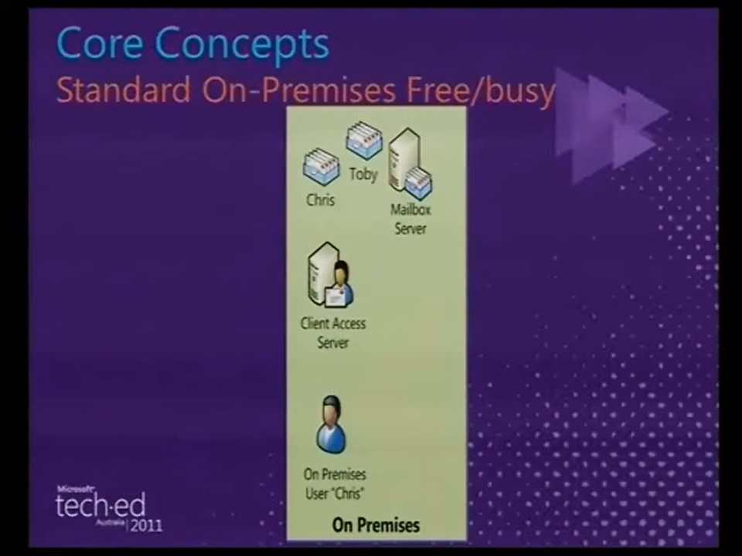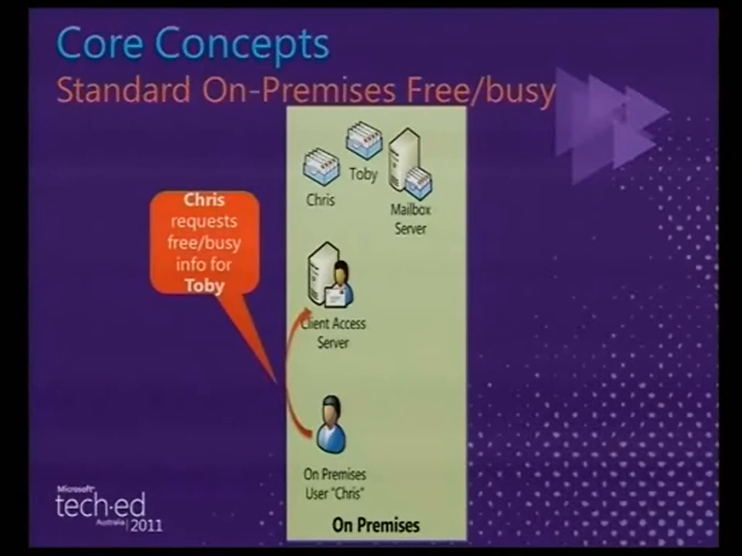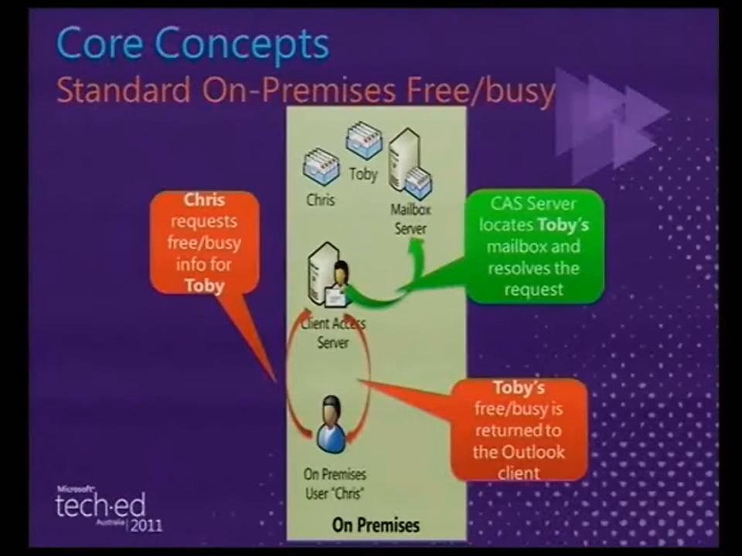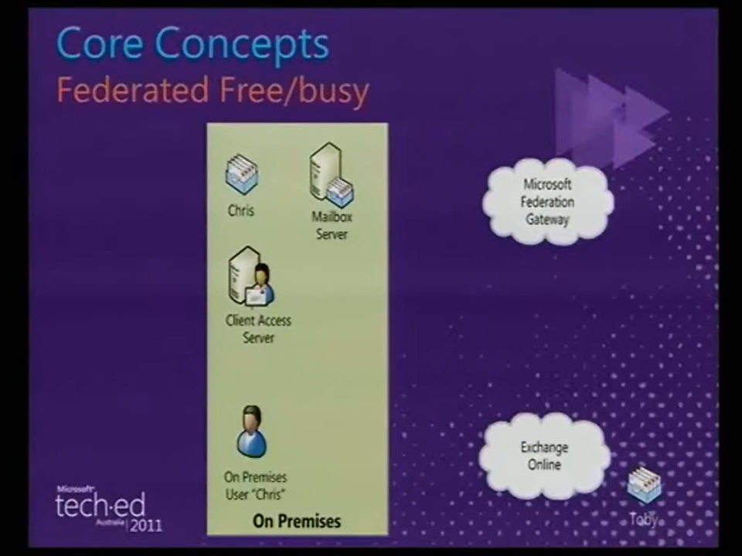So if we look at how that works in the context of free/busy lookup, in a standard environment, if Chris wants to look up Toby's free/busy information, Outlook sends a request to the CAS server. The CAS server locates his mailbox server, and the mailbox server passes the request back and gets it back into Outlook. So all the work is being done by the CAS server and the mailbox server, not Outlook itself.